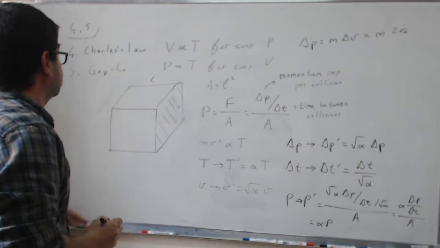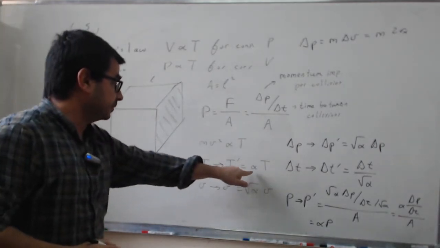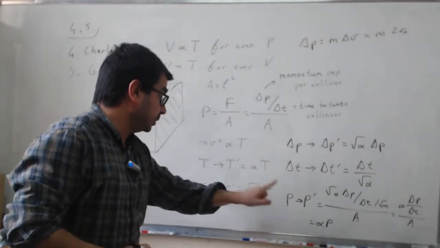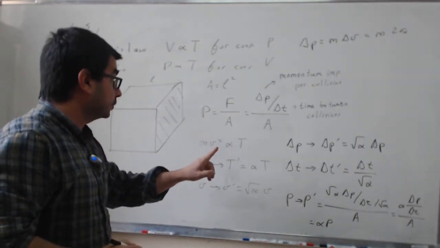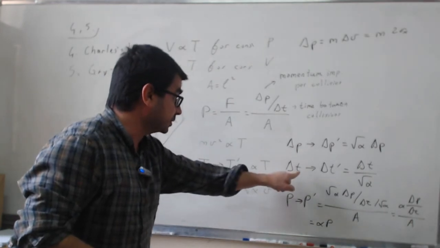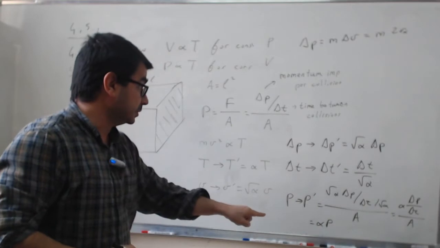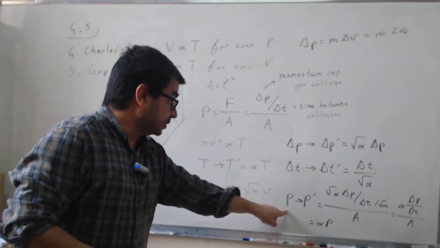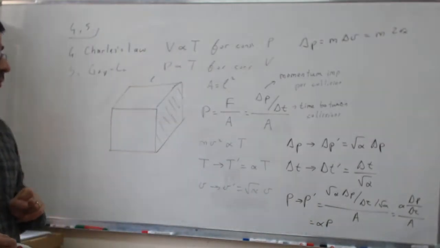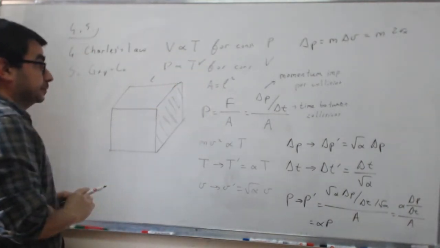So we have established Gay-Lussac's law, right? If we change the temperature by a factor of alpha, and we don't change the volume, so we keep the area constant, then this doesn't have an effect on delta T. The only effect on delta T comes from the change in velocity. Then the pressure is going to change by the same factor, right? So Gay-Lussac's law is established.